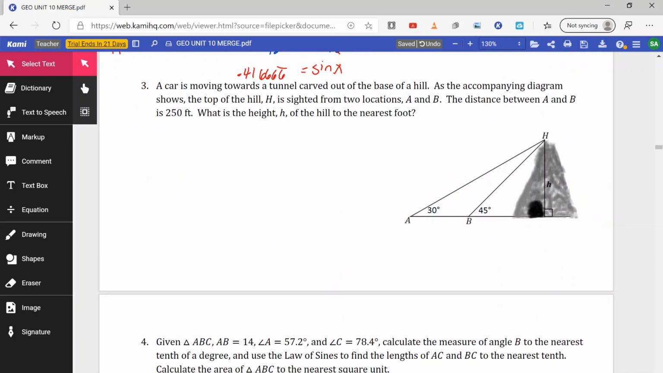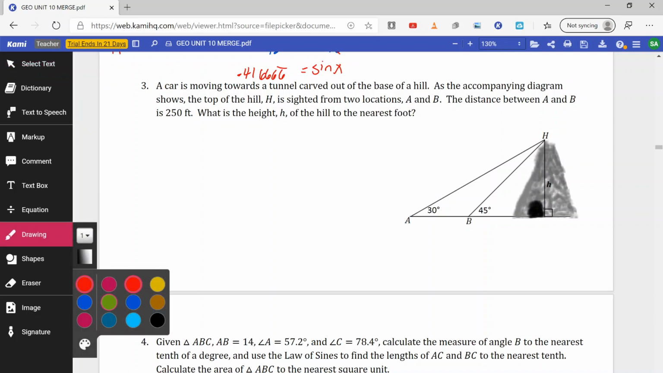Now let's say we have this double triangle problem going on here. We have a car moving forwards into a tunnel carved out from the base of a hill. They gave us a nice diagram to show it. At the top of the hill is point H, and it sites two locations, point A and point B. It tells us the distance between A and B is 250 feet, and we need to figure out what the height is. So we need to use our law of sines here to figure out what it is.